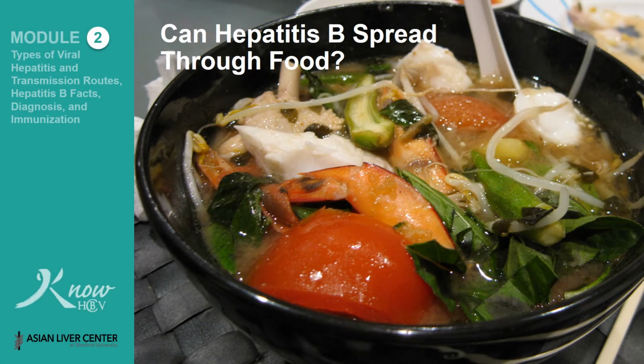In 1988, Shanghai, a large city in China, experienced a hepatitis epidemic that sickened 300,000 people, with many people hospitalized and some fatalities. Can hepatitis B be spread through food? The answer is no. Hepatitis B is not transmitted by food or water. The outbreak of hepatitis in Shanghai was caused by hepatitis A through the ingestion of contaminated raw clams.